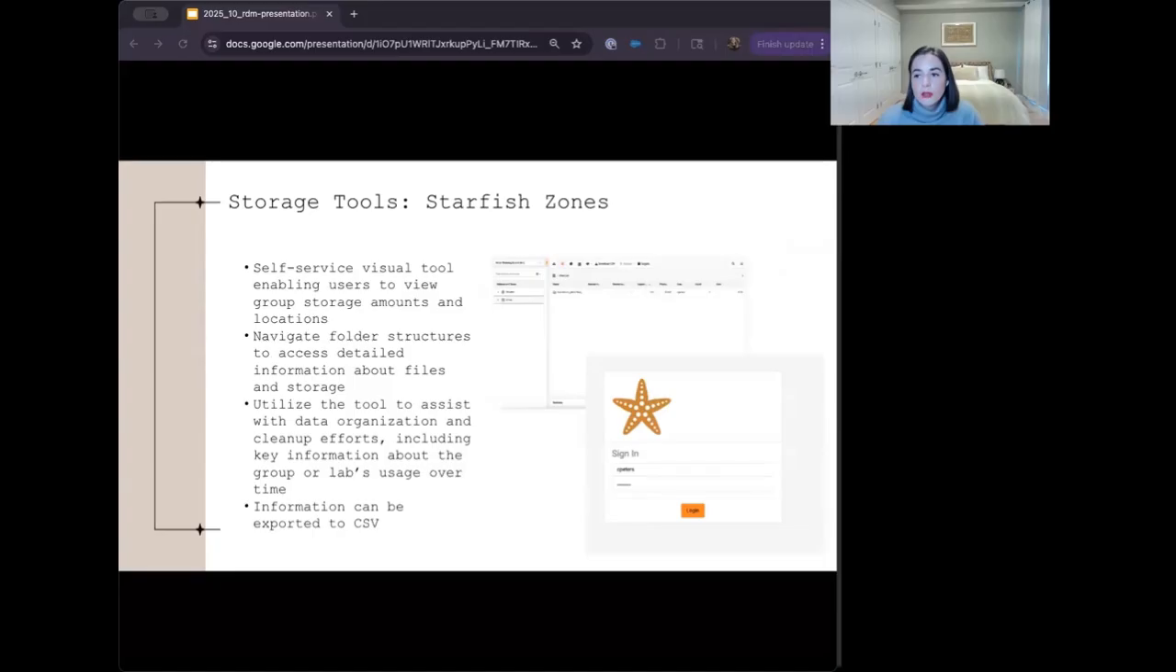Another tool you can use that we've worked with a third-party vendor to develop is the Starfish user interface. It's a self-service tool that allows users to view their storage amounts and the location of their data. You can actually view additional metadata in the tool and navigate through the folder structures. And it's really helpful for data organization and cleanup efforts. You can actually export the metadata in a CSV file. So I'll show you what that looks like.